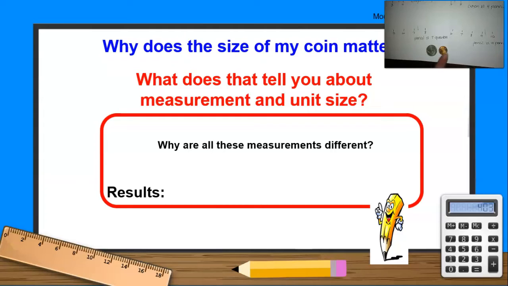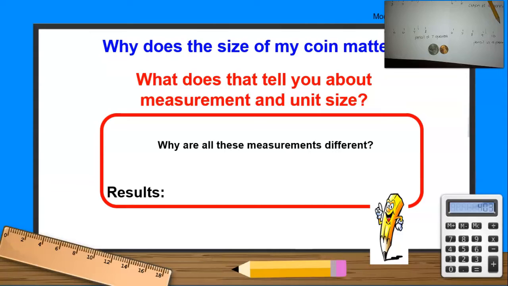Great job. If you said because the coins are different sizes, you're absolutely correct. So kiss your brain. Now I want you to think this: why does the size of my coin matter? Why, boys and girls? I'm going to tell you why. You can fit more pennies than quarters along the item that you're measuring.